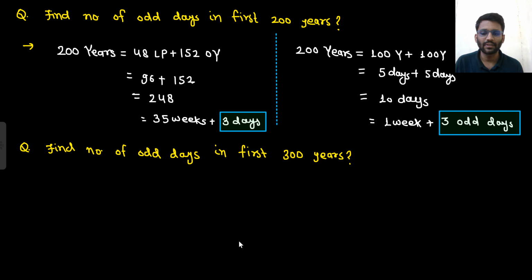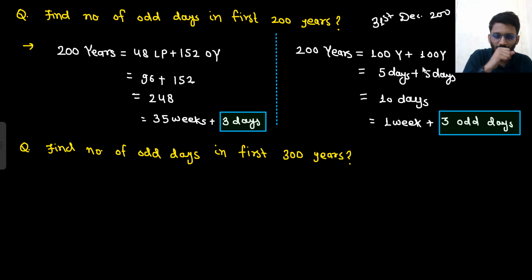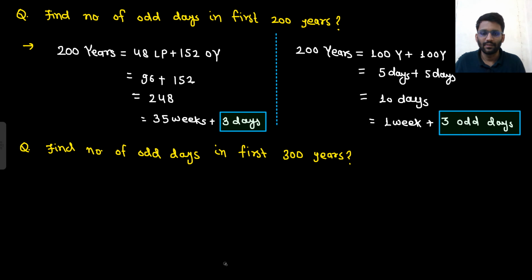So if I ask you, what was the day on 31st December 200? The day was Monday, Tuesday, Wednesday. Wednesday, because 3 odd days are there, that means it was Wednesday. Well and good. Let's solve the same for 300 years.